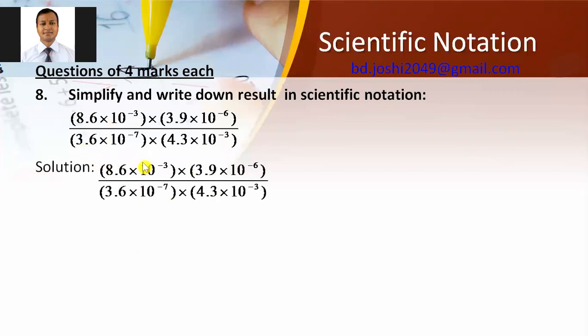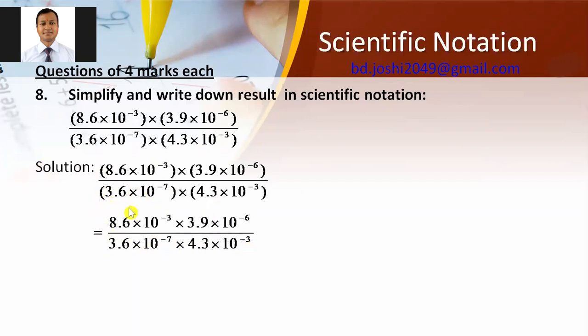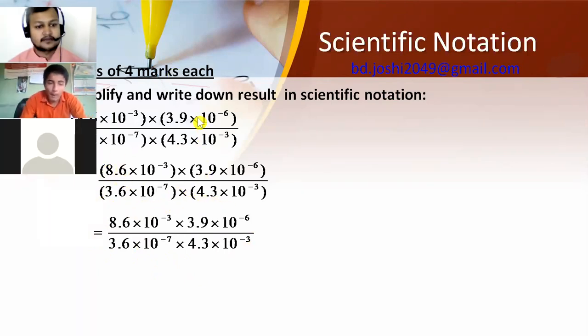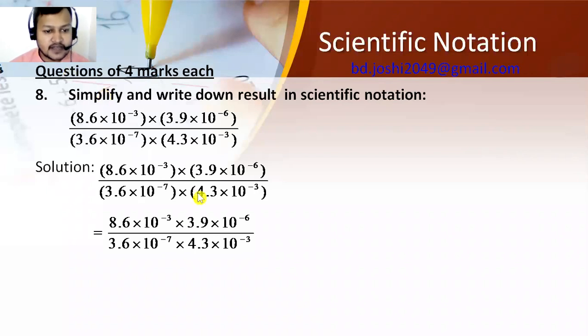Write this one as it is at first in its solution and remove the brackets, or you can write the third step directly. I have not done anything here, I just removed the brackets from the first step. So after removing the brackets from the first step, then multiply the values without power of 10, that means 8.6 into 3.9. Similarly 3.6 into 4.3. Multiply these as well as add the powers of 10 in the numerator as well as in the denominator.